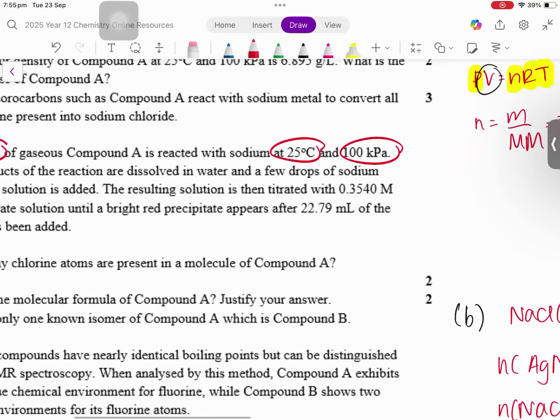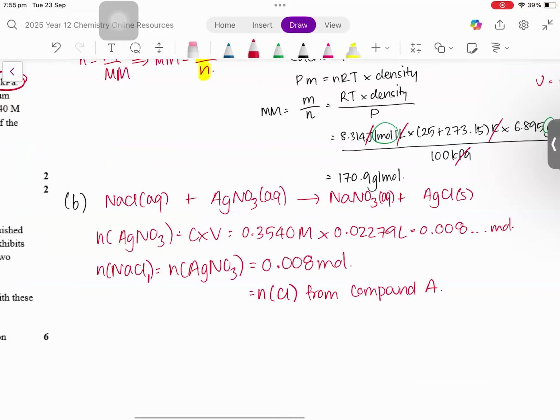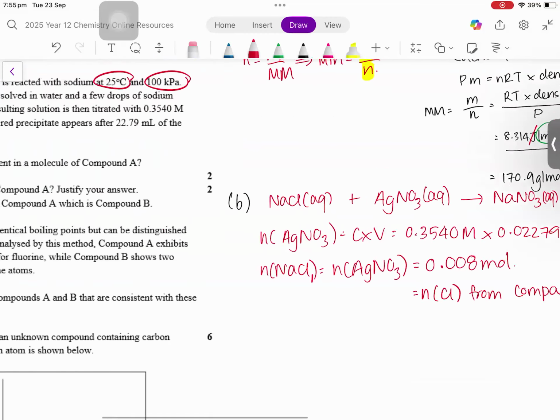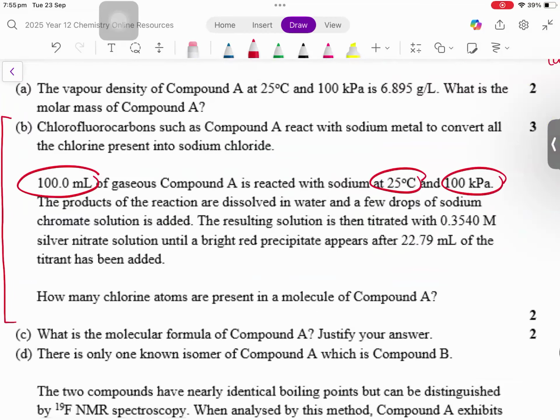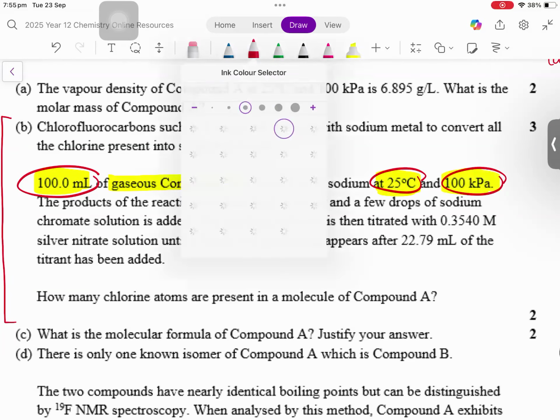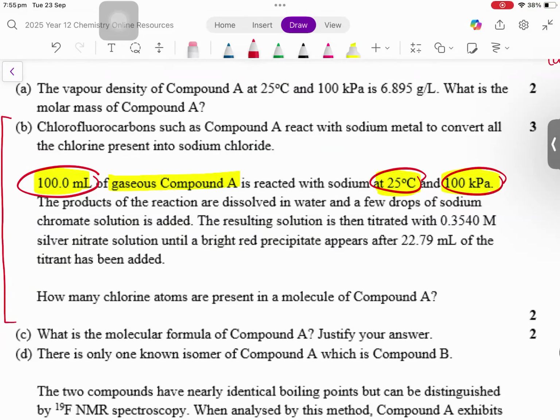Guys, you have now figured out all of the moles of chlorine that came from compound A. For me to figure out how many chlorines are in an actual molecule, I want to know the ratio between compound A and the chlorines that it has. Ratios are done in terms of moles. I've got the moles of chlorine. I now need the moles of compound A. They told me it's 100 mils of gaseous compound A at 25 degrees Celsius, 100 kPa. I'm going to use PV is nRT to figure out the moles of compound A. Then I can figure out the ratio.